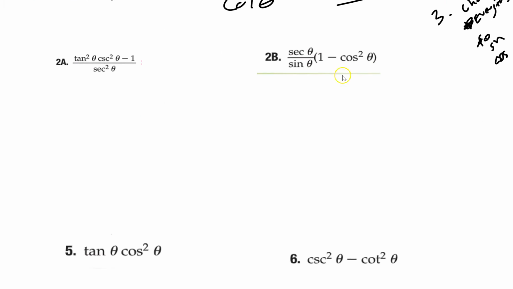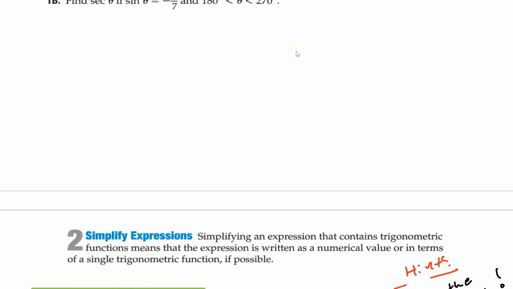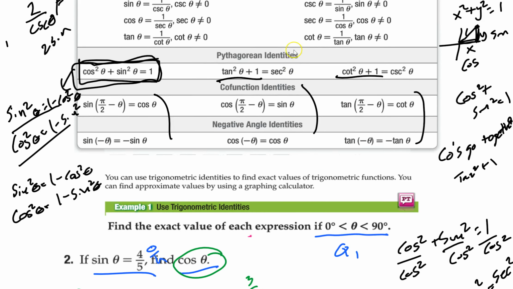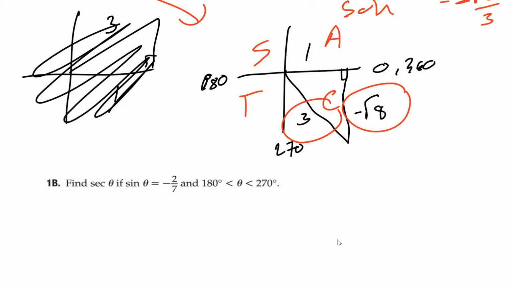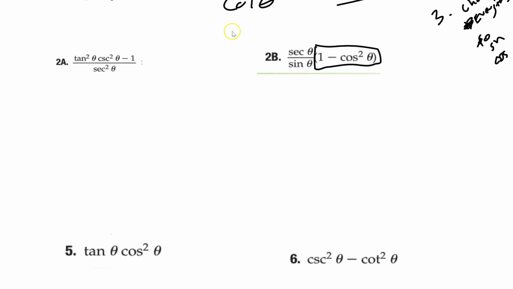24, let me skip for a second. Let me do this one first. So I got secant over sine, and then right here I got 1 minus cosine squared. When I say use your identities, this is what I mean. This right here is an identity. 1 minus cosine squared, let's look up, where do I see that? Right here. 1 minus cosine squared is sine squared. It comes from the basic formula right here where you just solve for cosine or sine. So this is the same thing as just saying sine squared. That's why we've got to know our identities. It makes it a lot easier.